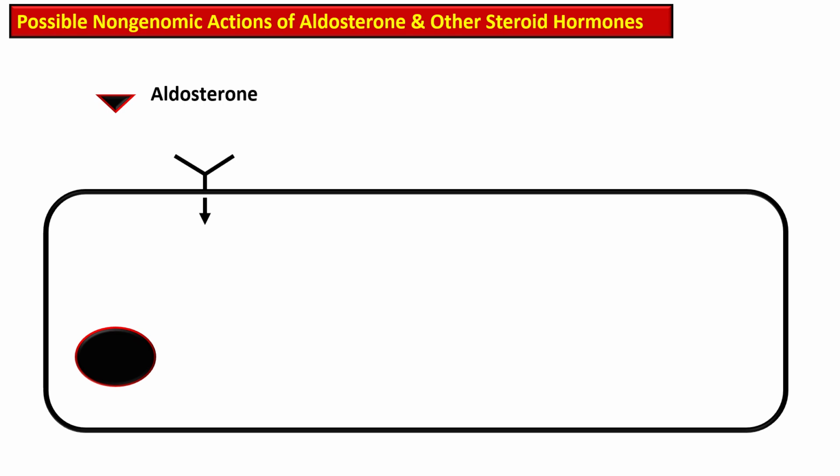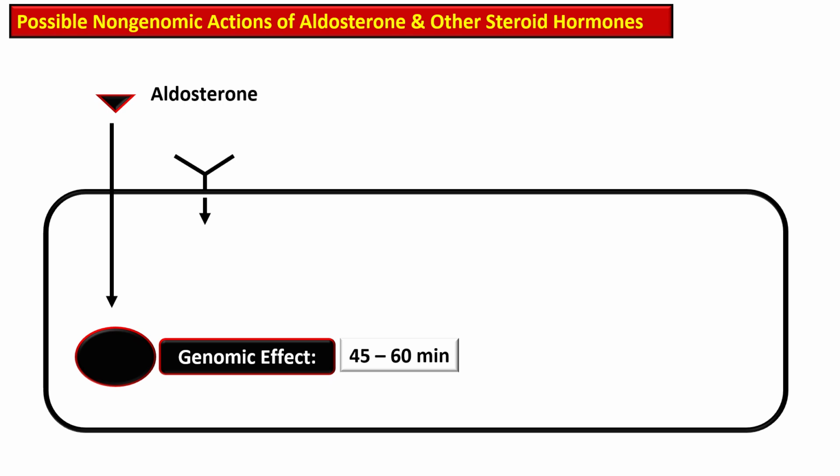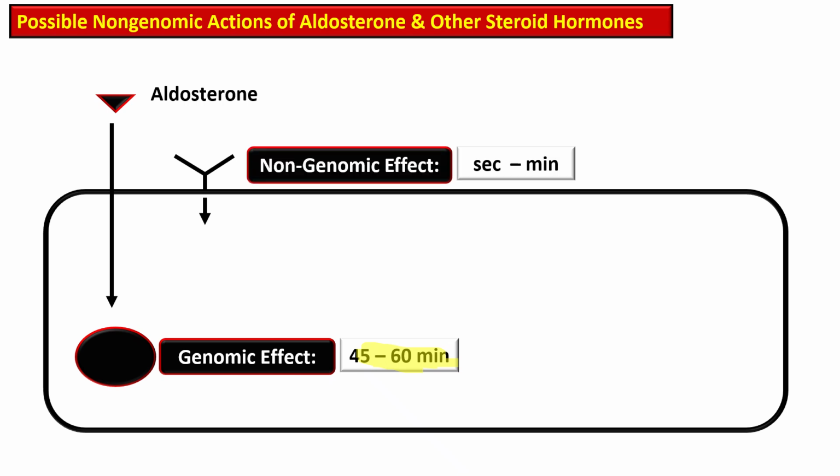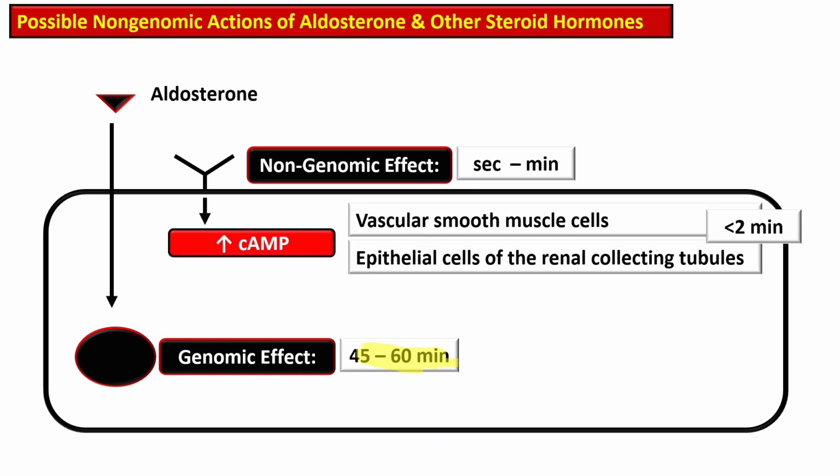In addition to this genomic role of aldosterone, which takes about 45 to 60 minutes for the action, there are some non-genomic actions of aldosterone also. Unlike the classical genomic effect, which requires DNA transcription and protein synthesis, the non-genomic effects occur within seconds to minutes. These rapid responses do not require gene activation and likely act via membrane-bound receptors.